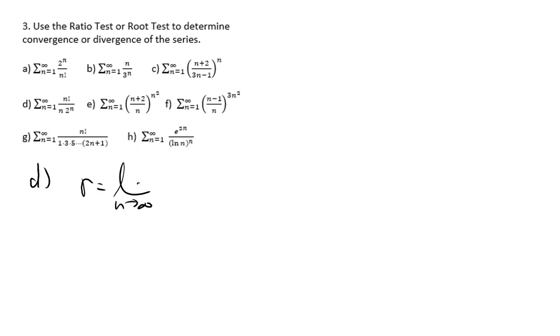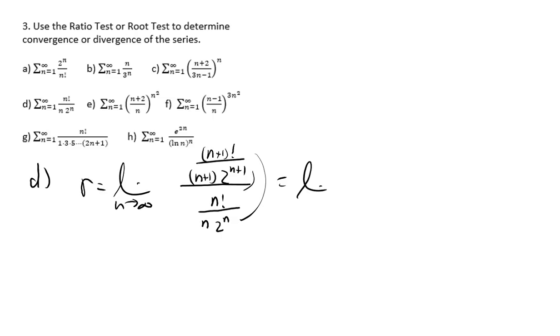All right, so we have the an, which is n factorial over n times 2 to the n, and the an plus 1 would be just rewriting everything with n plus 1 factorial, n plus 1, 2 to the n plus 1, and then we simplify this by the limit n going to infinity of, let's see, n plus 1 factorial times n times 2 to the n over n plus 1 times n factorial times 2 to the n plus 1.